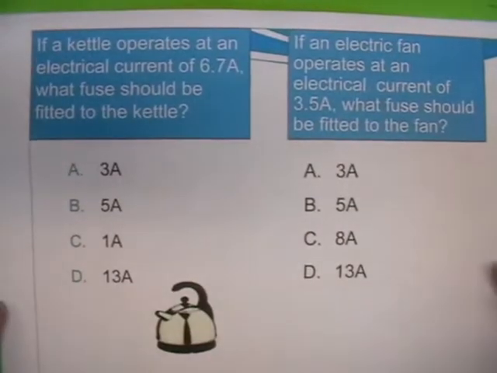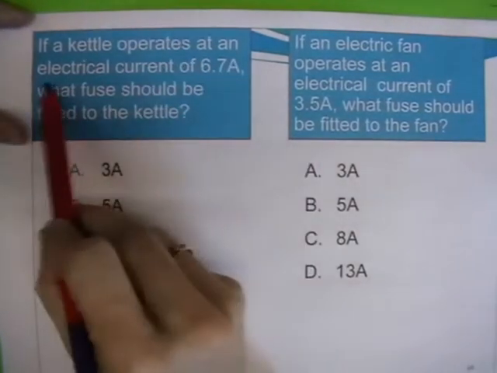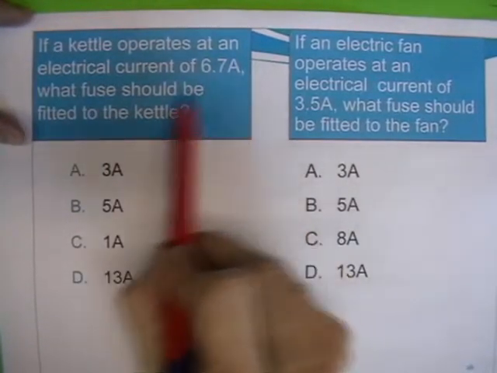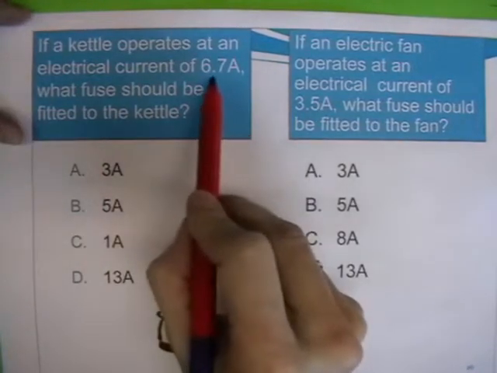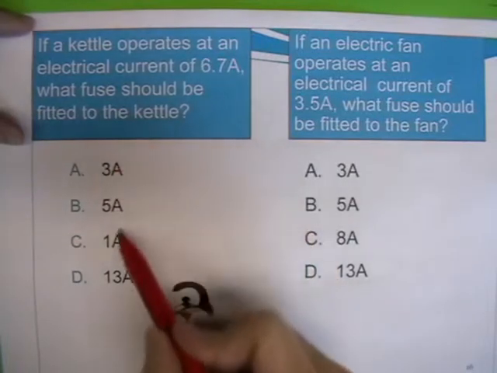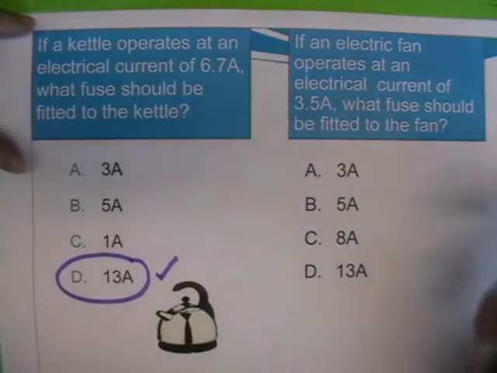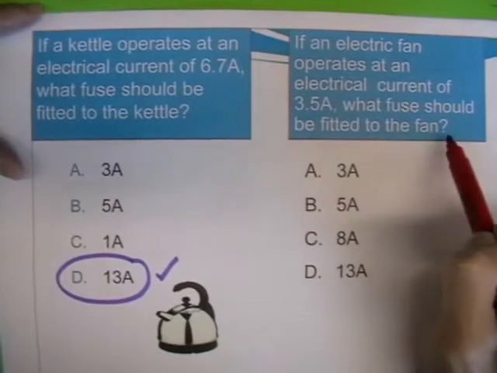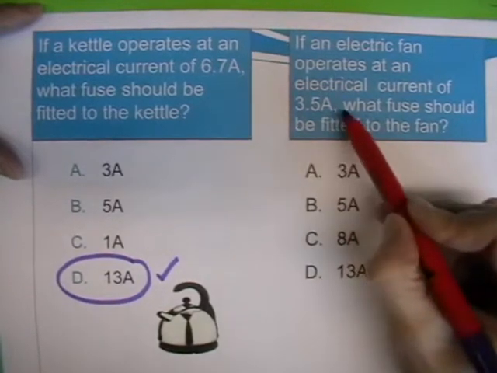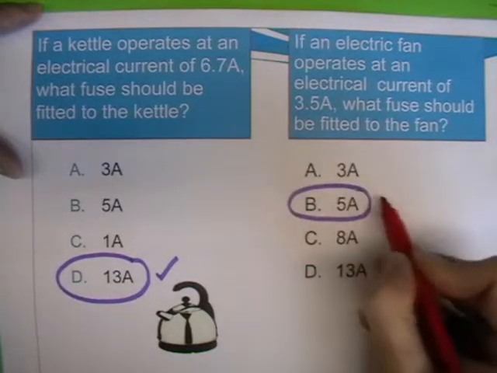A few more questions. Again, feel free to stop the video cast and try them. If a kettle operates an electrical current of 6.7 amps, what fuse should be fitted to the kettle? So you know you have to get a fuse which is above that, and so there's only one that's above that, and that's 13 amps, and that's your answer. If an electrical fan operates at a current of 3.5 amps, what fuse should be fitted to the fan? Again, you must choose a fuse which is above your 3.5, so the answer there is 5.